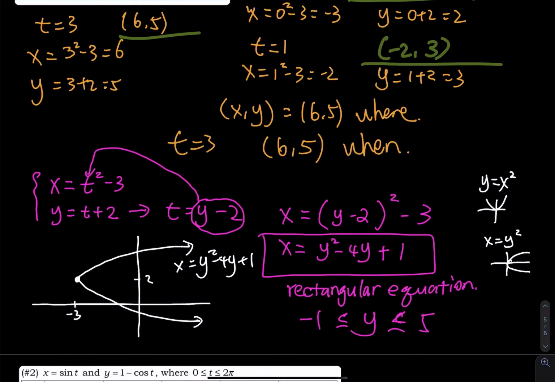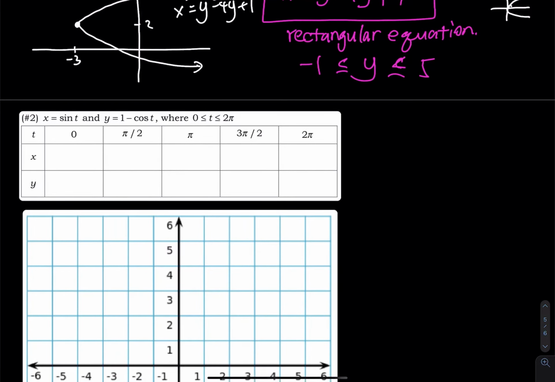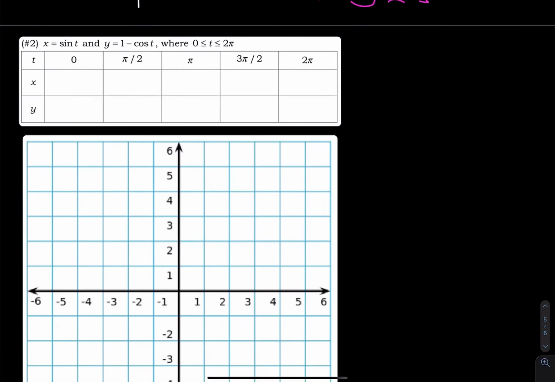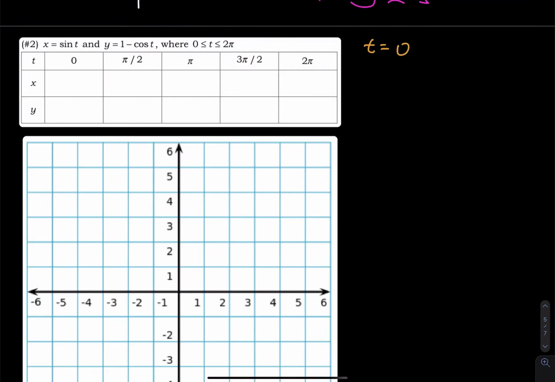The next one, I would like to work with some trigonometry. So this is the next one, problem 2. I already set up the table for you. So let's start with t equals 0. When t equals 0, we have x equals sine of 0, which is 0. And then y equals 1 minus cosine 0, which is 1 minus 1, that equals 0. So the first point is 0, 0.